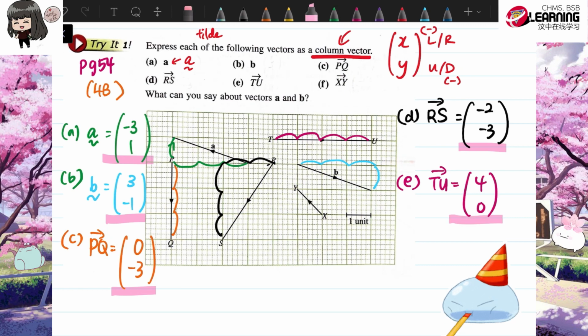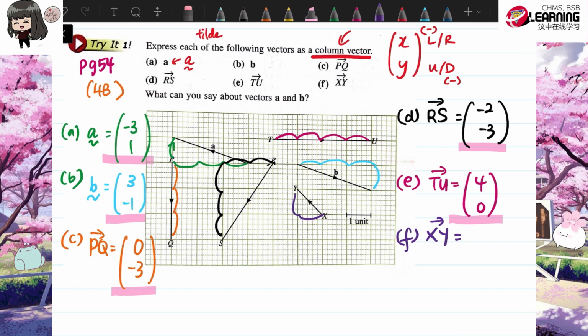Okay, and as for your F, which is X to Y, it's going to the right first, left first 1 step and going up 1. So going to the left is negative, going up is positive. Okay, so this is for try it 1. Try it 1 is to tell you the direction by column vector. We will often see column vectors in this chapter. A column vector is a 2 by 1 matrix, this form.